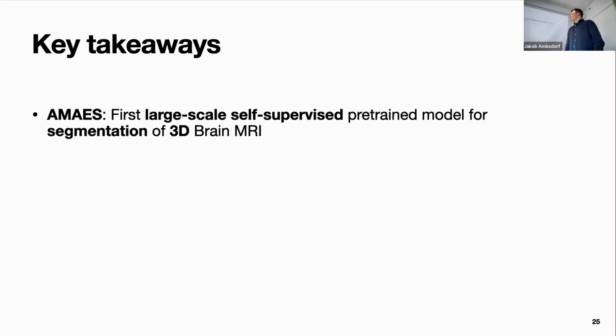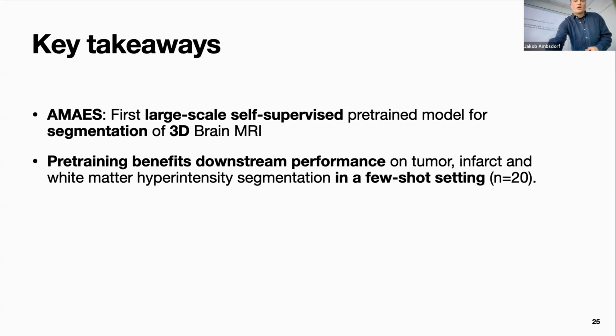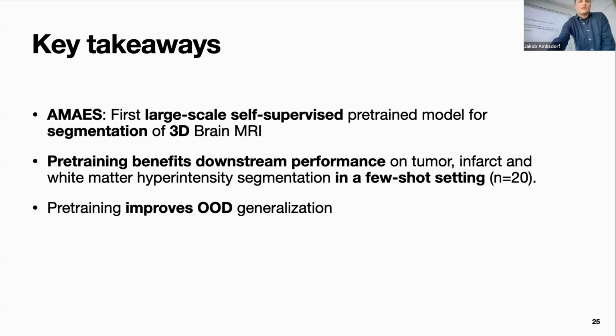Okay, so what are the takeaways of this one? We built the first actually large-scale data pre-trained model that is specifically designed for segmentation for this 3D brain MRI data. And we showed that the pre-training benefits downstream performance across the tasks we look at in the few-shot setting that we investigated. And also that the pre-training improved out-of-domain generalization in this WMH dataset. So that was the first research paper, and I have a shorter third part as well.